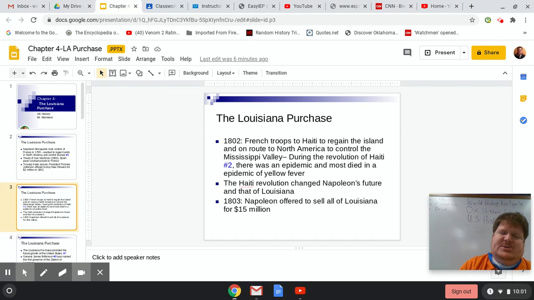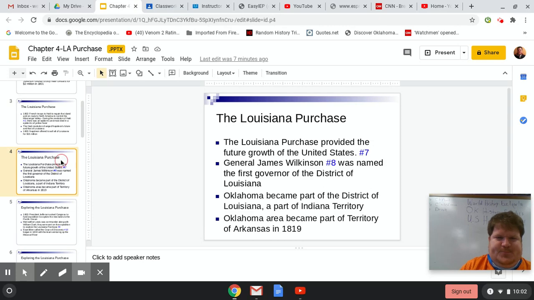And Jefferson, to secure this payment, doesn't just send Robert Livingston, he sends the future president, James Monroe, to go with Robert to finish off the job. And by doing so, they were able to secure all of New Orleans. So your answer number 7 is right here.